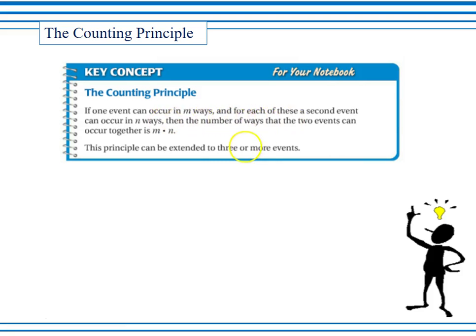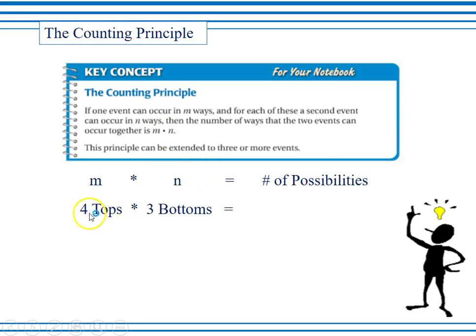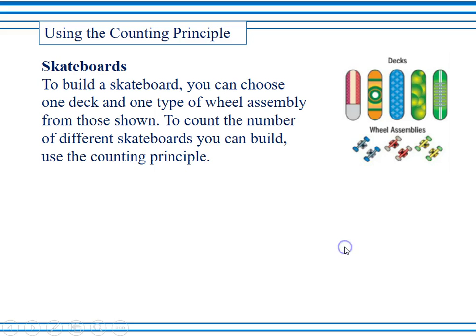Then the number of ways that the two events can occur together is M times N. So we would multiply the number of tops by the number of bottoms to find out the total number of possibilities. So here we have 4 tops times 3 bottoms, and we get 12 different outfits that are possible.